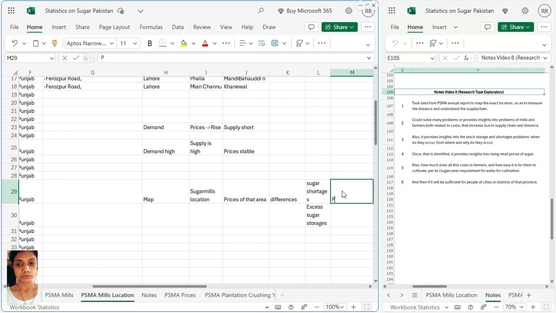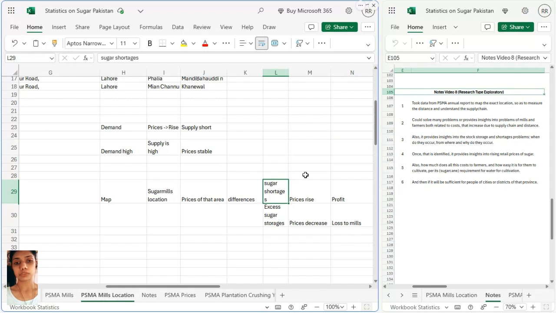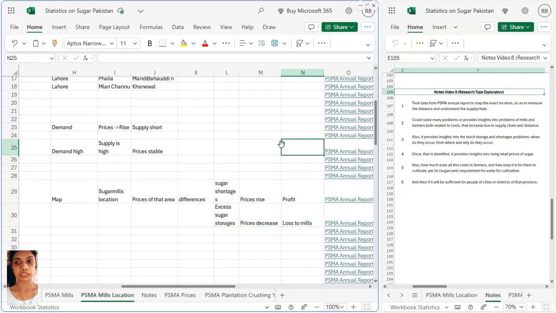Just to study how it impacts, because in every mechanism, when there is a shortage of sugar, the prices rise, right? When the sugar is in excess, prices decrease, and that causes loss to mills, and this causes a kind of profit. But it's not always like that, it can change as well. Every time it's not the ideal situation; there are different factors that influence this, so the whole thing might change. The idea is just to understand the principles. So this was the reason to study this.